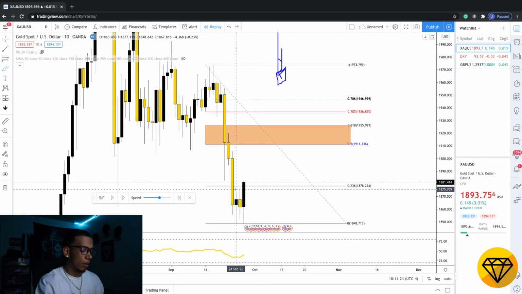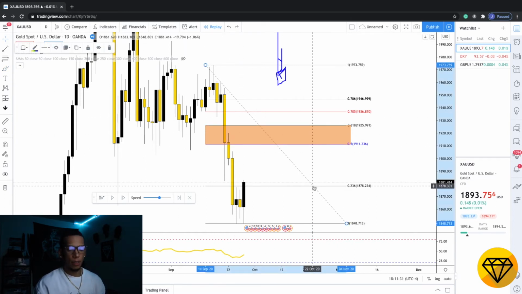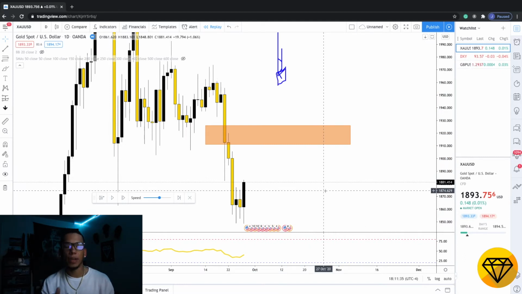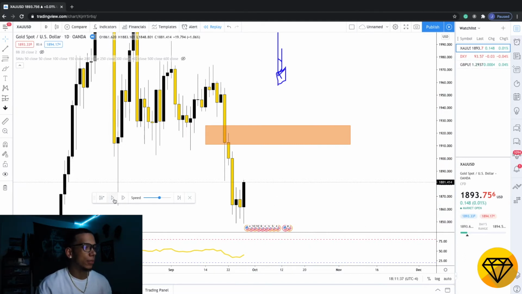Okay, now so we have our... what do you call that? Golden zone highlighted. And what we do now is just wait, right? So I'm gonna play this and see what happens.